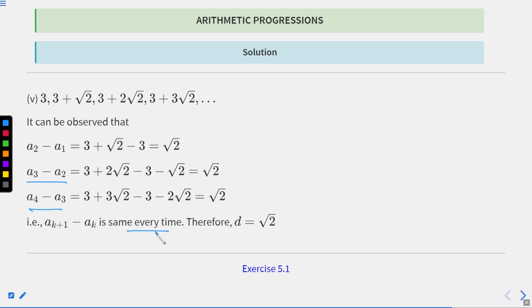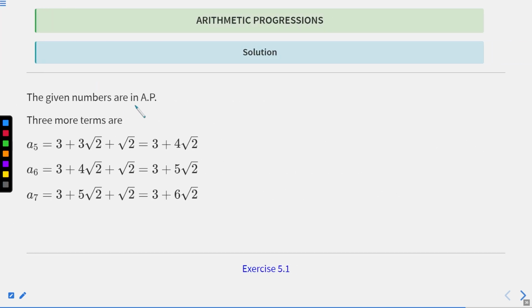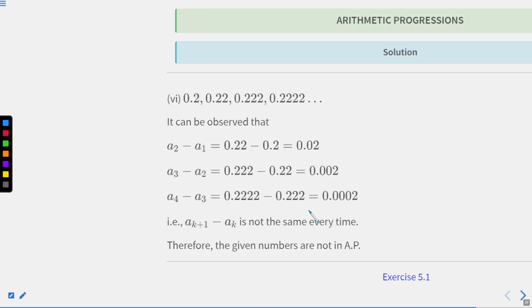So the given numbers are in AP and 3 more terms are: A5 is equal to 3 plus 3 times root 2 plus root 2, that is equal to 3 plus 4 times root 2. And A6 is equal to 3 plus 4 times root 2 plus root 2, that is equal to 3 plus 5 times root 2. And A7 is equal to 3 plus 5 times root 2 plus root 2, that is equal to 3 plus 6 times root 2. Now let us solve the next one.